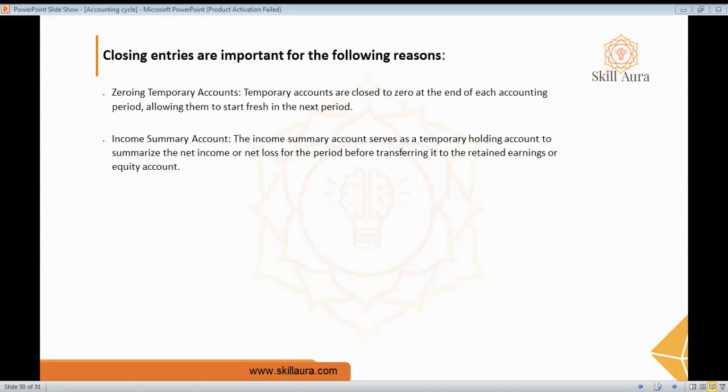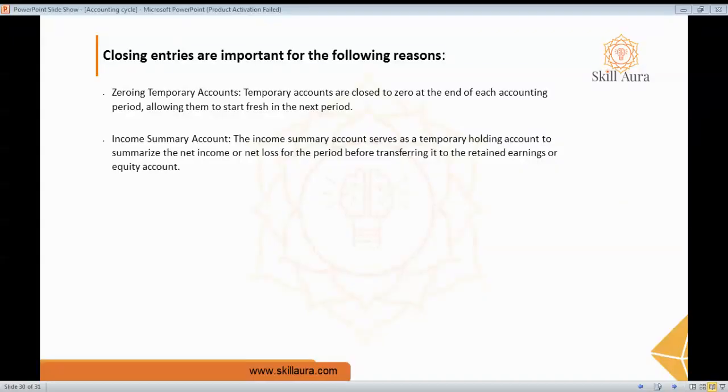The last one is, closing entries are important for the following reasons. So you have to know why these closing entries are important, because of these two reasons. The first one is zeroing temporary accounts and income summary account. Here, when it comes to zeroing temporary accounts, the temporary accounts are closed to zero at the end of each accounting period, so it allows them to start fresh in the next period.